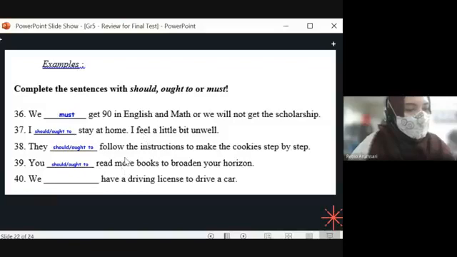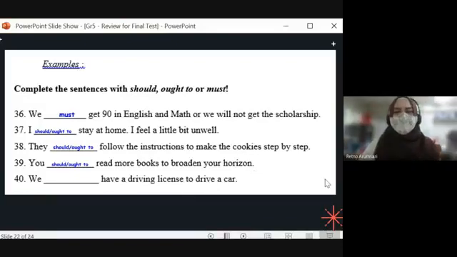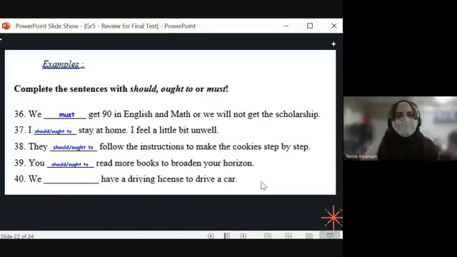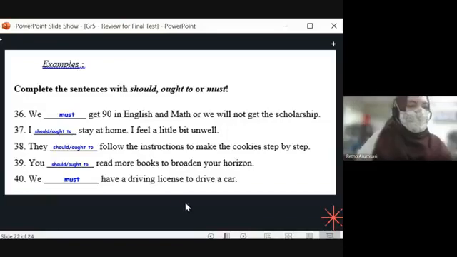Okay, next. Number 40. You must have a driving license to drive a car. What about this? There is a consequence for this, but it's not written here, right? Yes, but you know that this is a common rule, right? Yeah, so the answer is must.